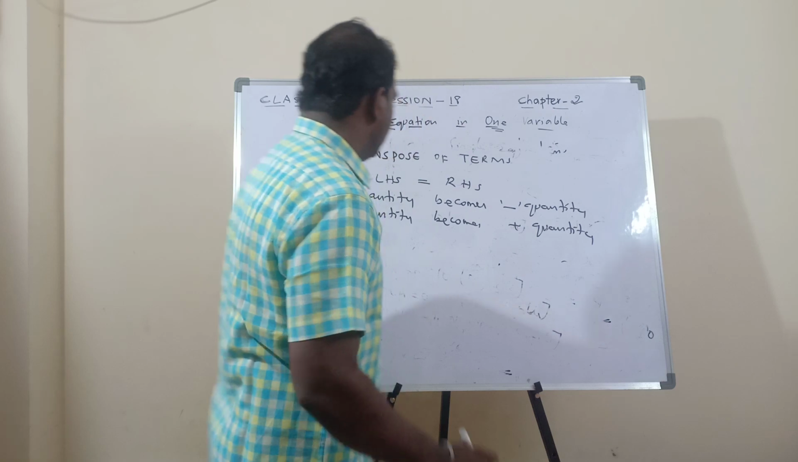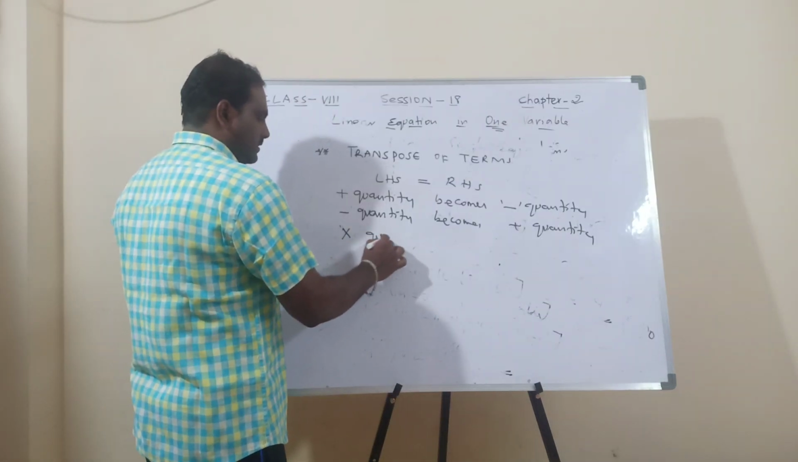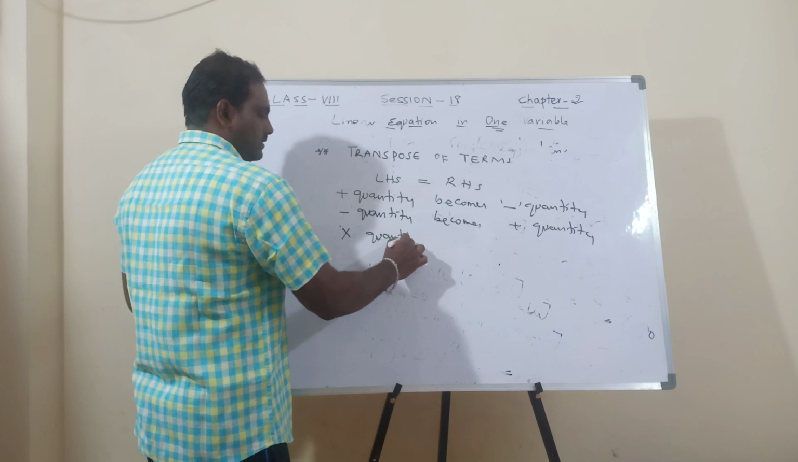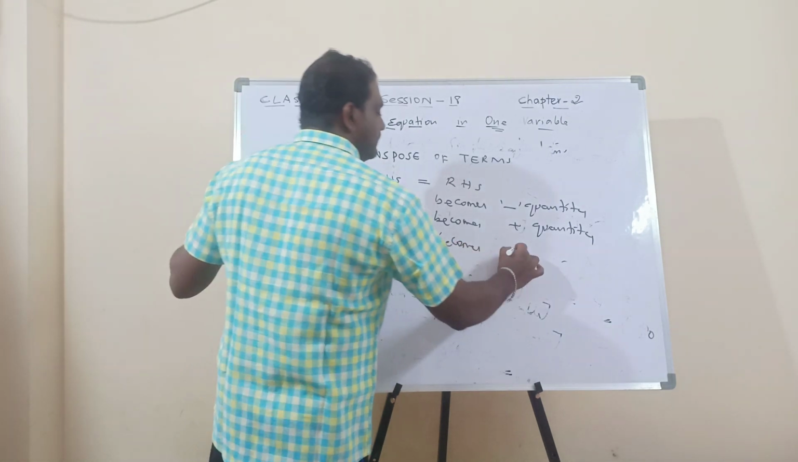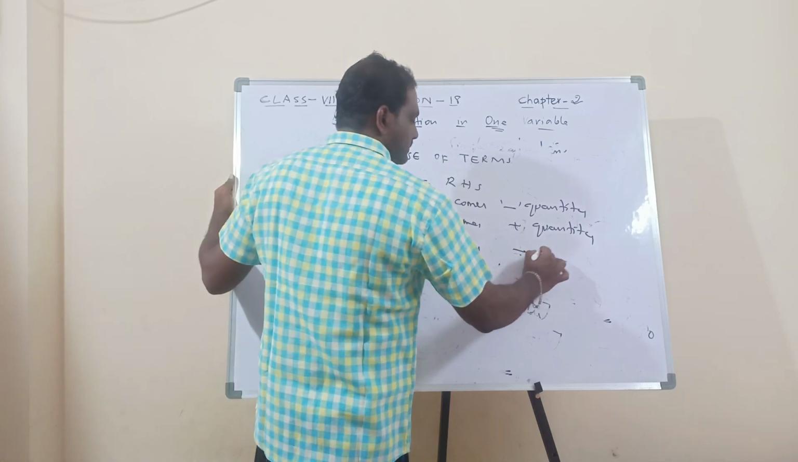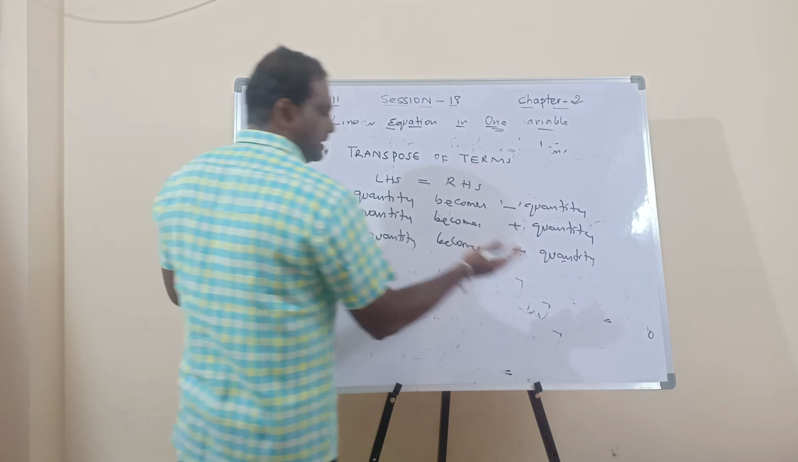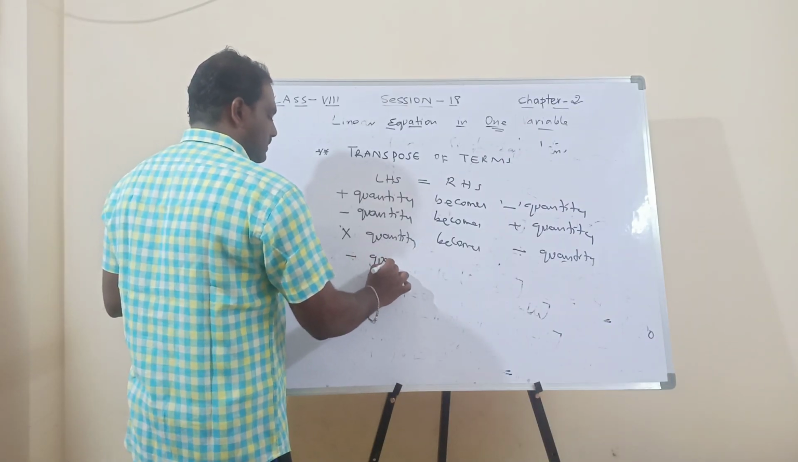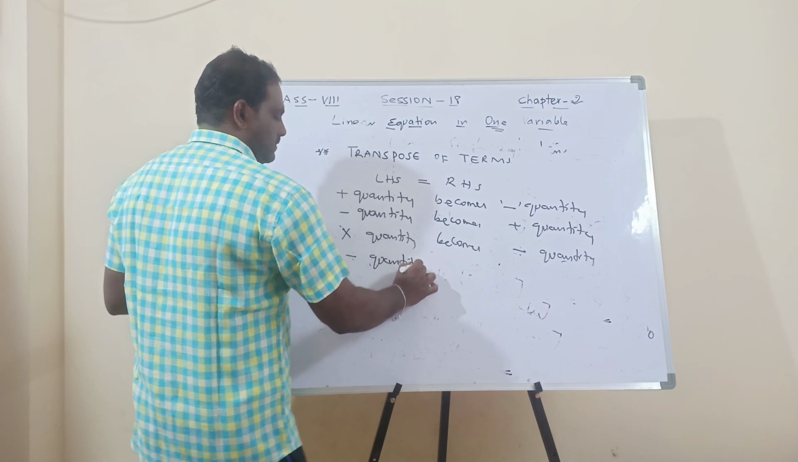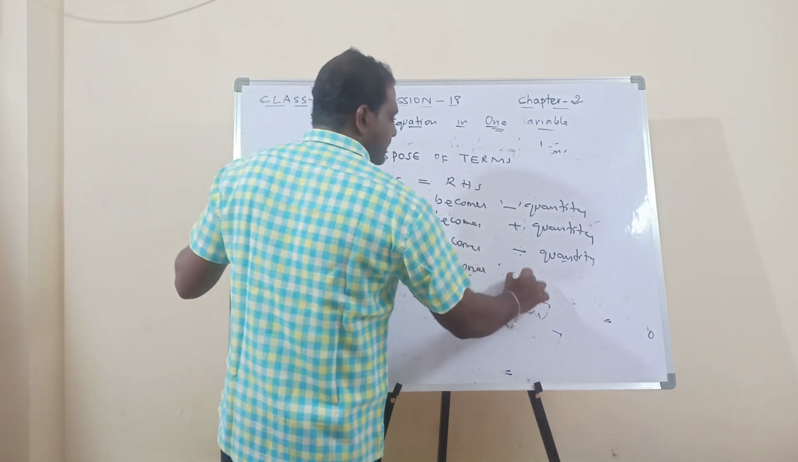Similarly, a multiplication quantity becomes a division quantity, and in reverse, a division quantity becomes a multiplication quantity.